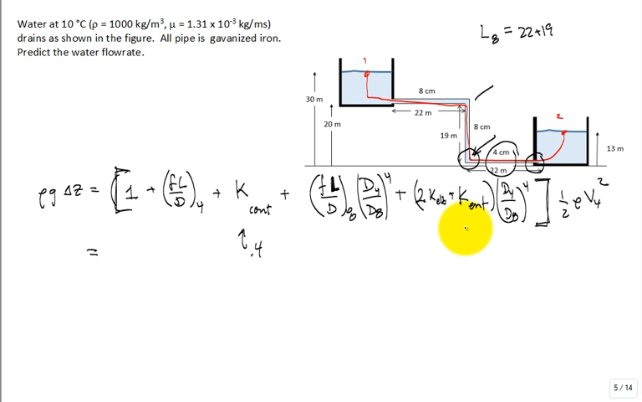If you guess and iterate, I would start by guessing the friction factor, around 0.025 will be a good guess. You could find that the total sum of all these coefficients comes in at around 18.03, times 1/2 rho V4 squared. And then you have rho g delta Z.